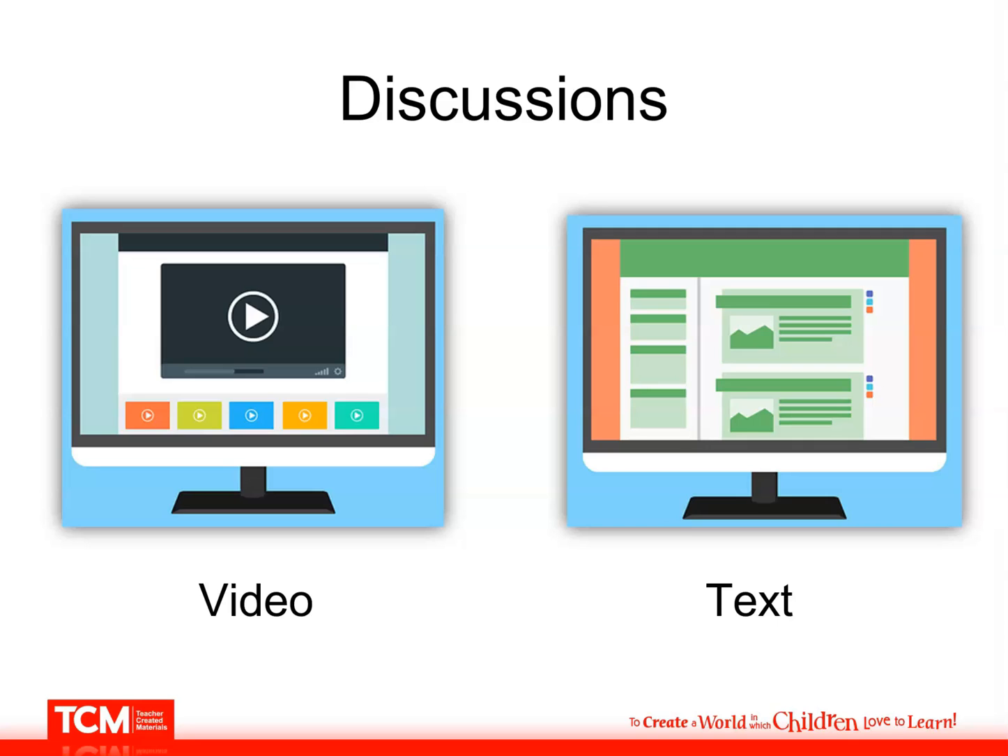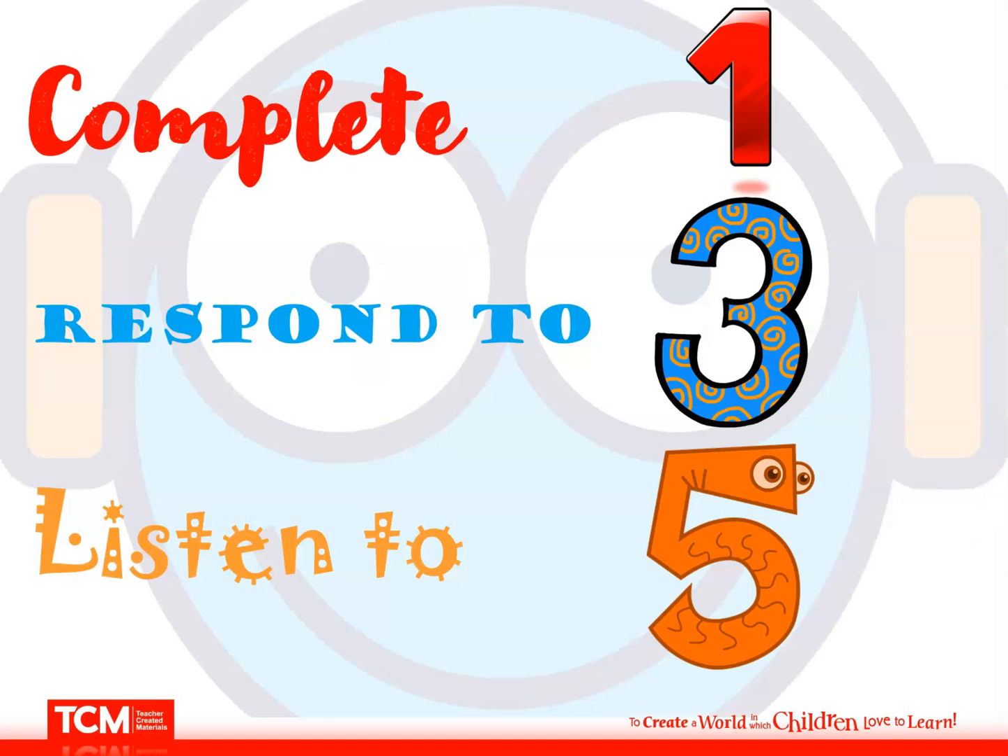I want to share with you a strategy that I have found to be very helpful and very successful in encouraging students to participate in both video discussions and text discussions. I call this the 1-3-5 strategy. Students, we're going to have an asynchronous discussion about something using Padlet, for example, or using Flipgrid. And 1, 3, and 5 mean this.